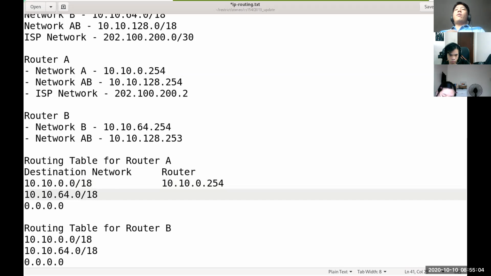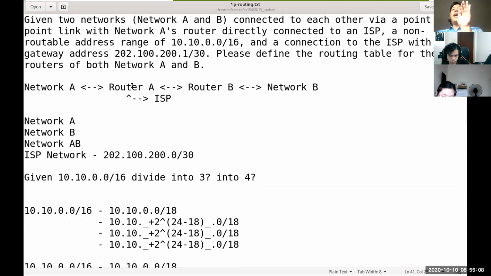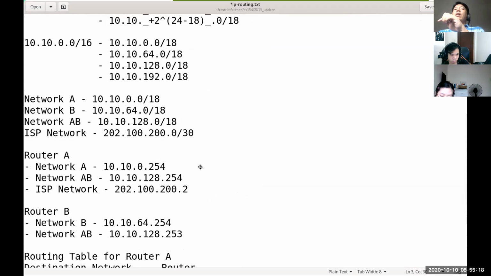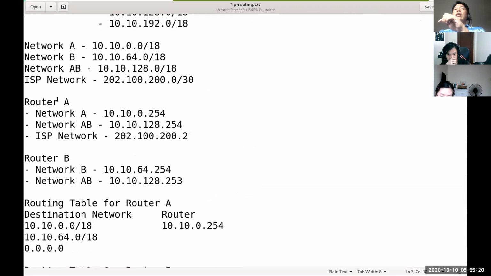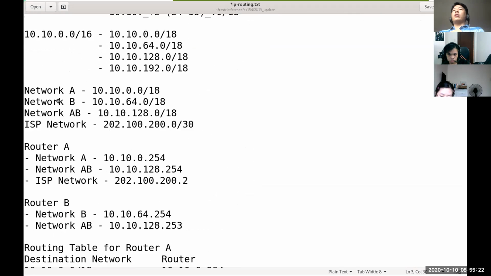Right? The next one is I want to go to 10.10.64.0. So from router A, I want to go to 10.10.64.0, which is this. So where do I send it? To router B. So I need to send it from router A to router B. Now I look at router B. So how am I connected to router B?